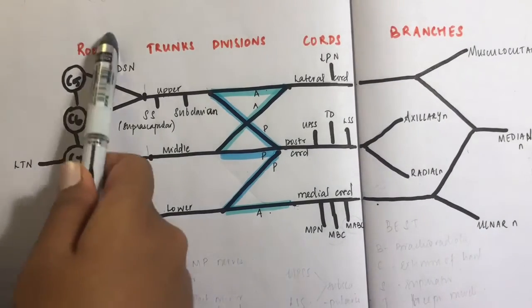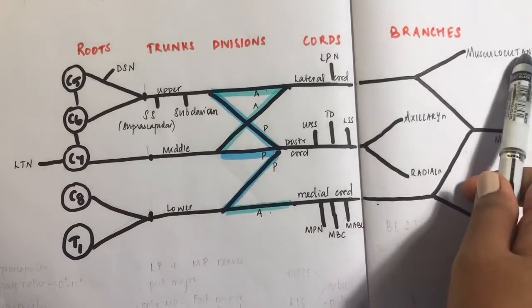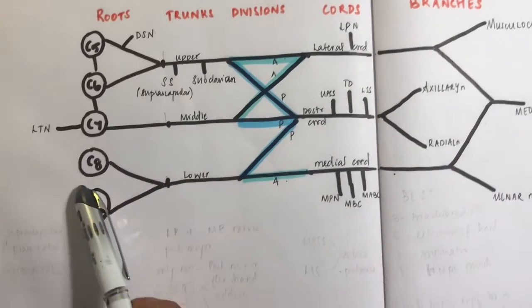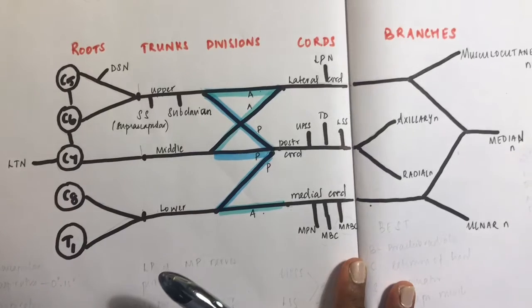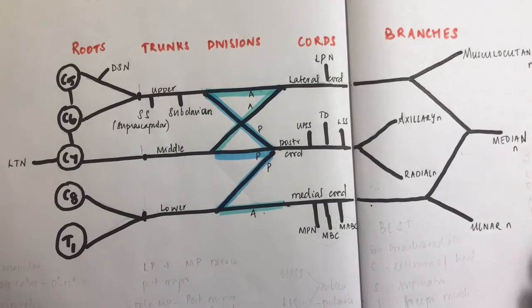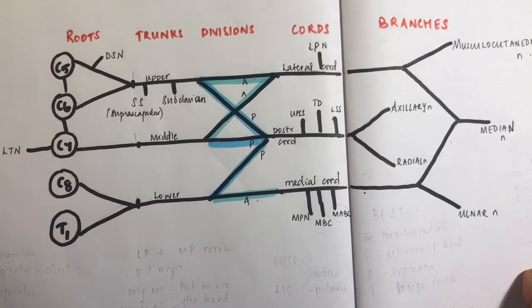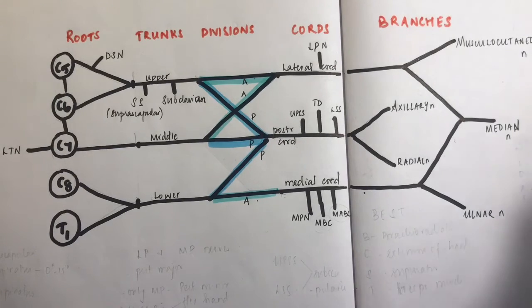We know about the roots, trunks, divisions, cords, and branches. So we already discussed what nerves take origin where. So this is that rocket looking structure which is very simple to draw, and I've taught you that in the previous video. So let's go into the clinical application of each of these nerves.